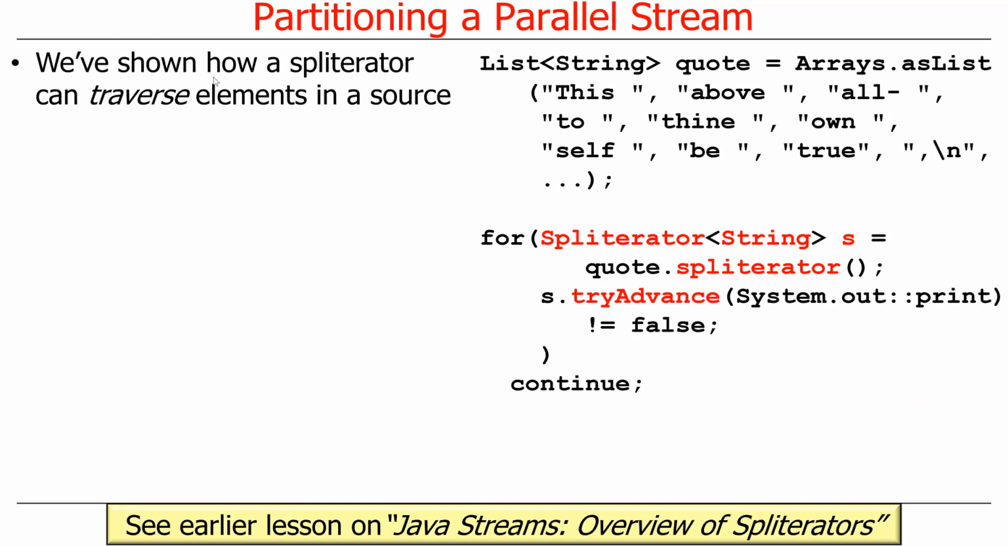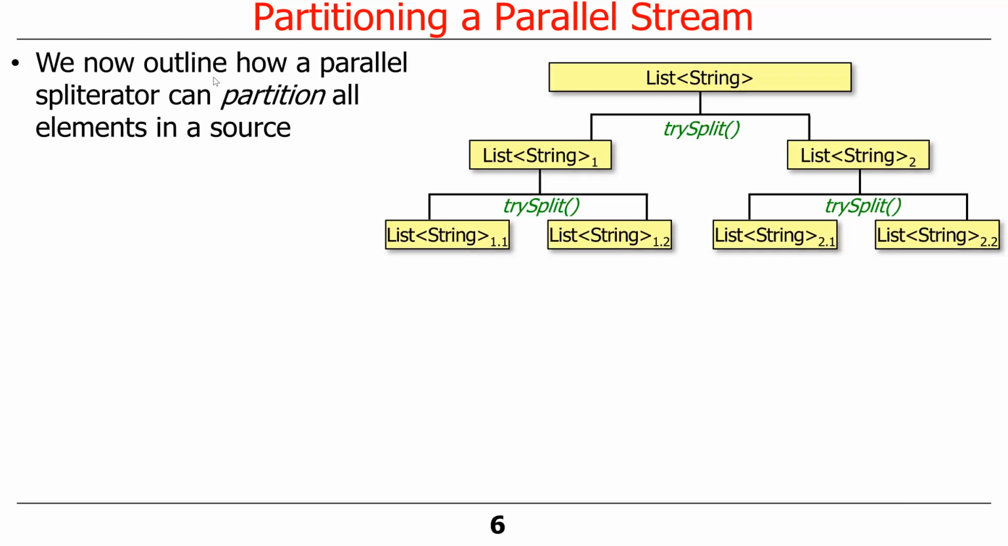We talked earlier, in one of our lessons from a couple weeks ago, about how traversal occurs. You can use a spliterator to iterate through every element, which of course is connected to a collection, as we show here. And now we're going to talk about how you can use a parallel spliterator in a parallel stream to partition the elements in a source.